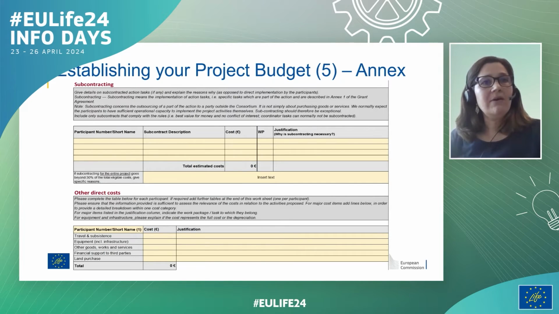Then other direct costs, you see here different rows: travel and subsistence, equipment, other goods, works and services, financial support to third parties, and land purchase. So please, here you need to provide the cost and then the justification. A justification which is enough for the evaluators to understand what this is and to give us some indication: is this eligible, is this exaggerated, etc., etc.